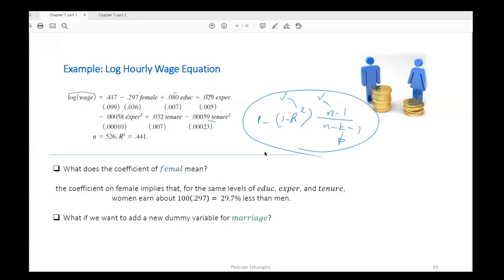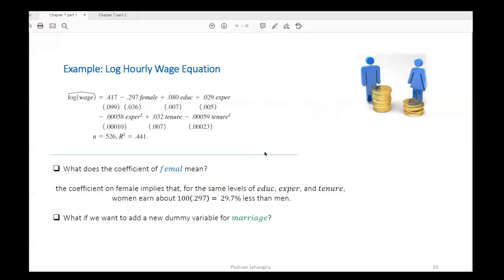You can calculate the adjusted R-squared. It's going to be some number, of course, less than 44%, right? Because remember, adjusted R-squared is always less than R-squared. Okay, so what else can I say from this regression? Let's answer the question: what does the coefficient of female mean?